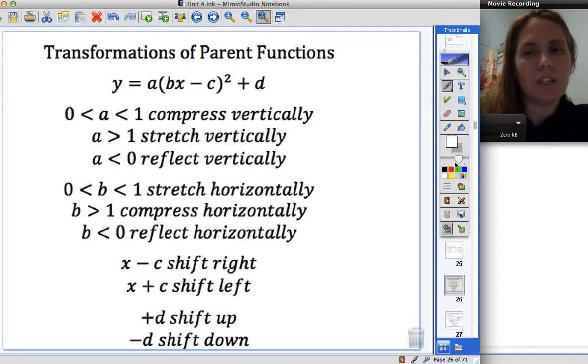Okay, so today's video we're just going over our trig transformations, and before we get to that we need to review some of our regular parent function transformations. So if this was our parent function, we'd have an A, B, a C, and a D.